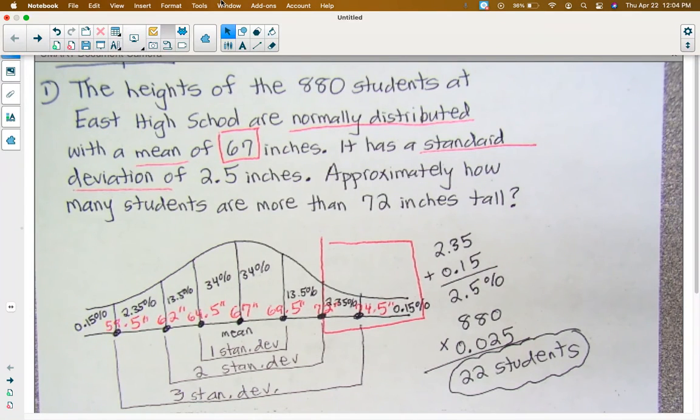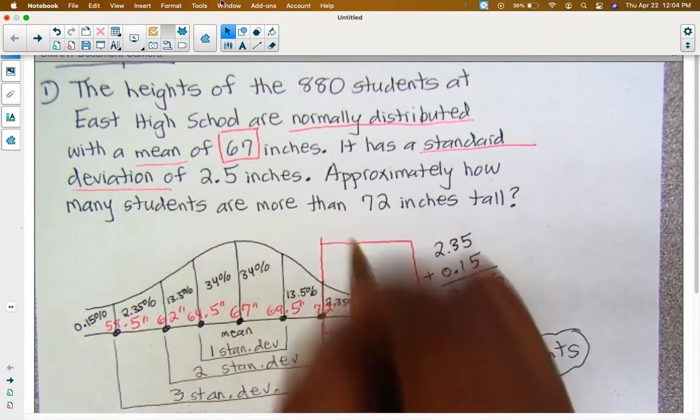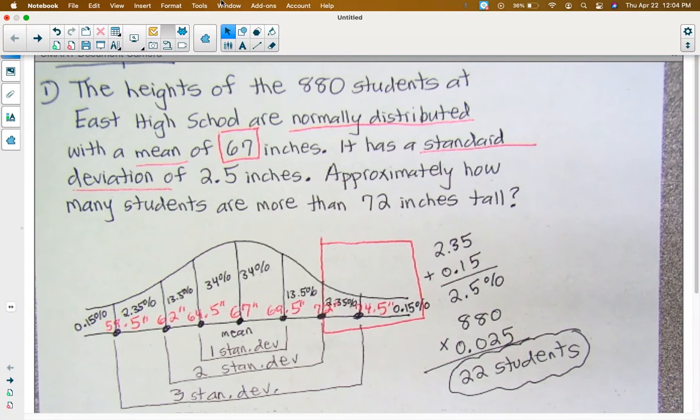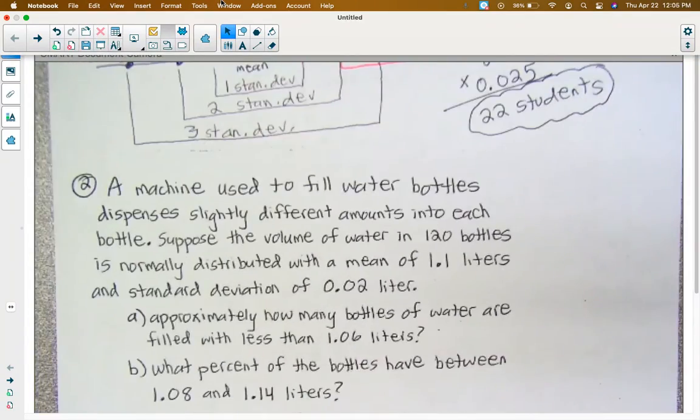All right, we're definitely going to go through and try another one. So we're going to start with our bell curve. We're going to draw that, fill in our standard deviation numbers, and then go from there. All right, number 2.